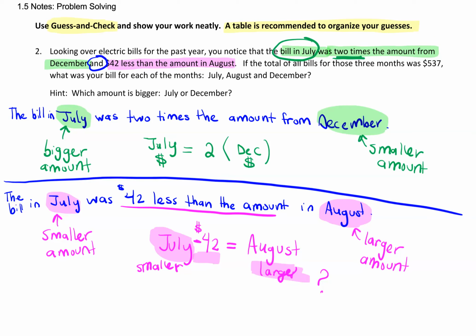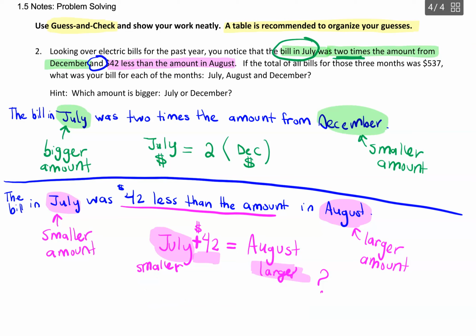If July is smaller and August is bigger and I'm comparing them, I need to add that $42 to July. Okay, so for example, if July was $100 and July is 42 less than August, August is all of July plus 42 more, right? July is 42 less than the amount of August. It's less than that. So I would have to add 42 to that. If you wanted to think about it with subtraction, you could. We could go the other direction too.